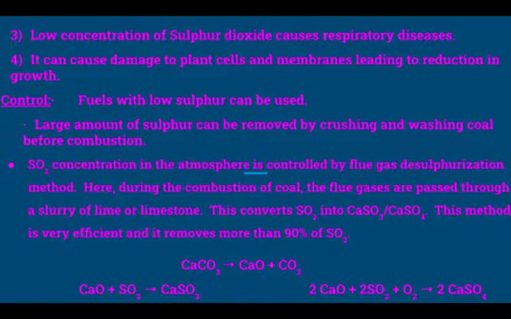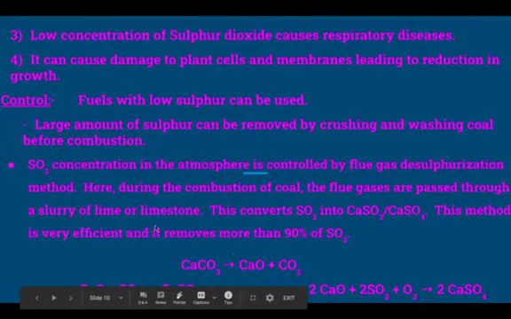So, in flue gas desulfurization, the flue gas, or the gas that comes out of the industries during the combustion of coal, is passed through a slurry of lime or limestone. Limestone is nothing but calcium carbonate. Calcium carbonate, when heated to a higher temperature, decomposes forming calcium oxide and carbon dioxide. And this calcium oxide reacts with sulfur dioxide forming calcium sulfite. And this calcium oxide combines with sulfur dioxide and more oxygen forming calcium sulfate.